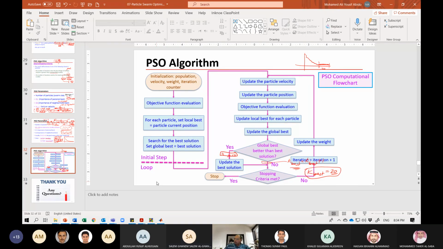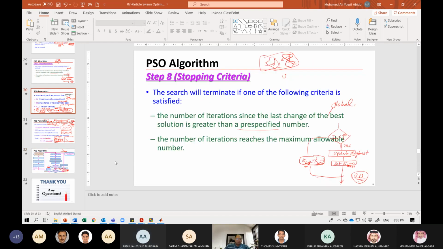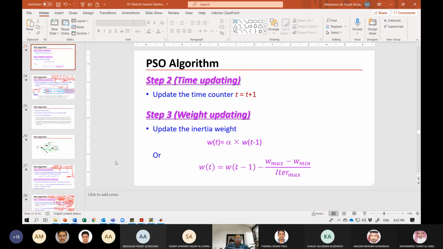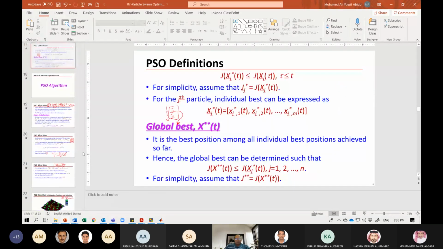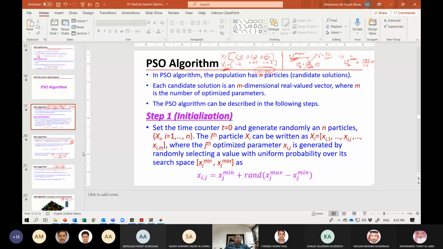Yeah, Professor, clear. Okay. Abdullah Yusuf? What is the role of the weight in the particle swarm algorithm? If you go back to the velocity update, Abdullah. Yes, here it is. Velocity update. How to update the velocity?